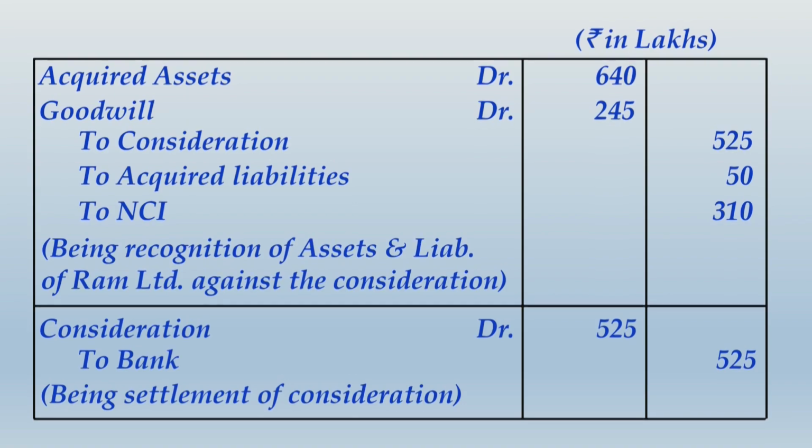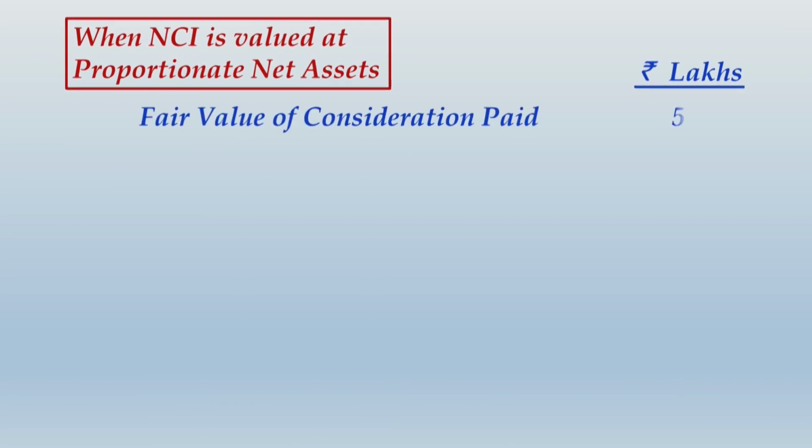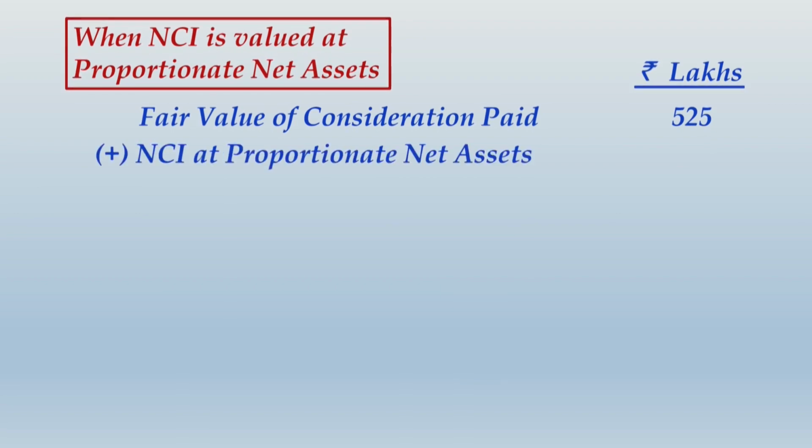Alright friends, moving ahead and now taking the other approach, that is where NCI is measured at proportionate net assets. So this time what you will do is, you will start with the consideration paid, that is 525 lakhs, and this time when you add the proportionate net assets that belong to NCI, for that purpose you need to know what is the value of the net assets.